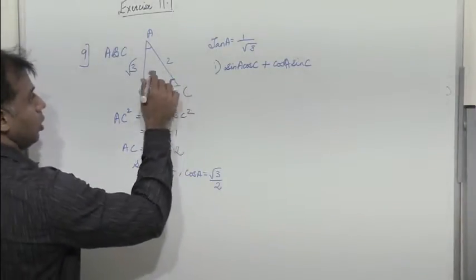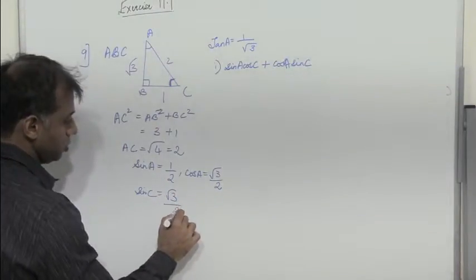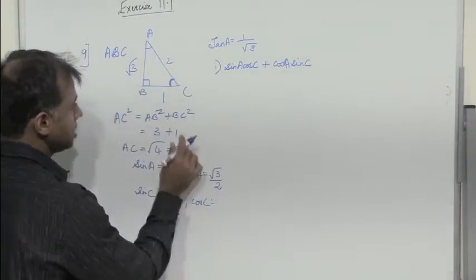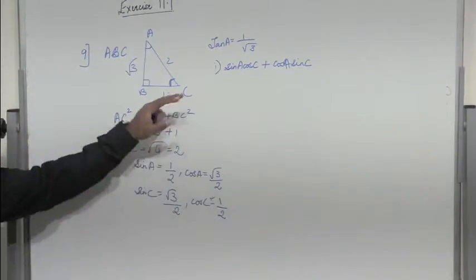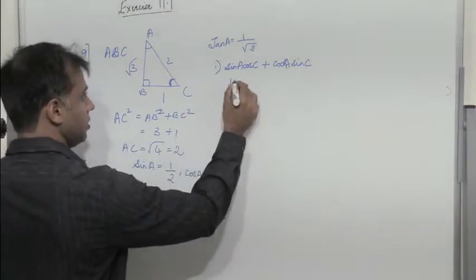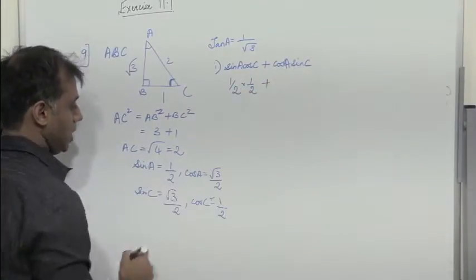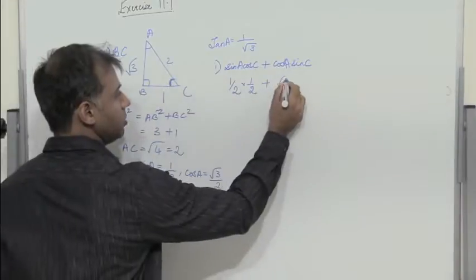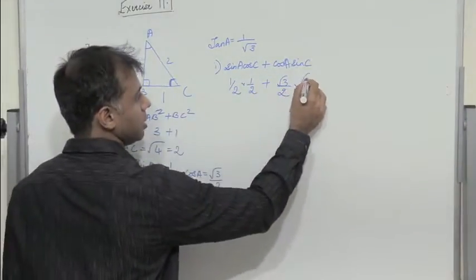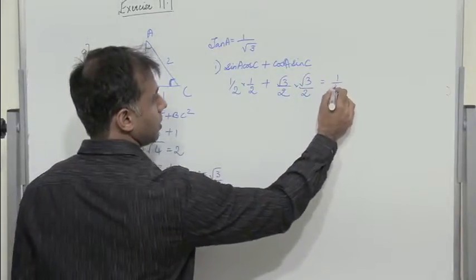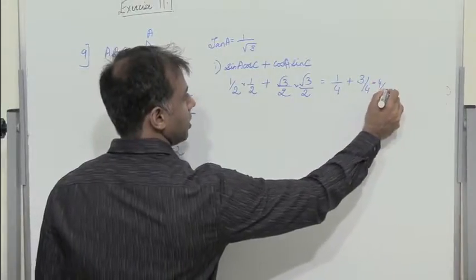With respect to C, opposite side by hypotenuse, opposite side is root 3 by 2. And what is cos C? Adjacent side to C is 1 by 2. So let me substitute the values here. Sine A is half into cos C, which is 1 by 2, plus what is cos A? Root 3 by 2. And what is sine C again? Root 3 by 2. So what do I get? 1 by 4 plus 3 by 4, which gives me 4 by 4, which is 1.